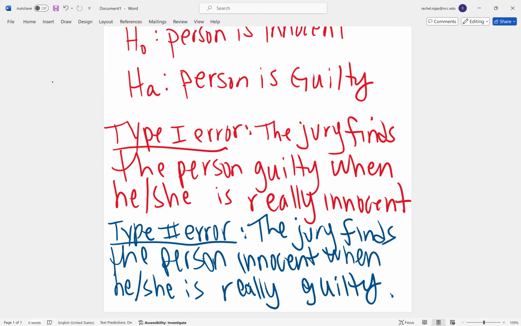And you'll see how we're going to try to minimize the risk of making these types of errors when we start conducting a hypothesis test.